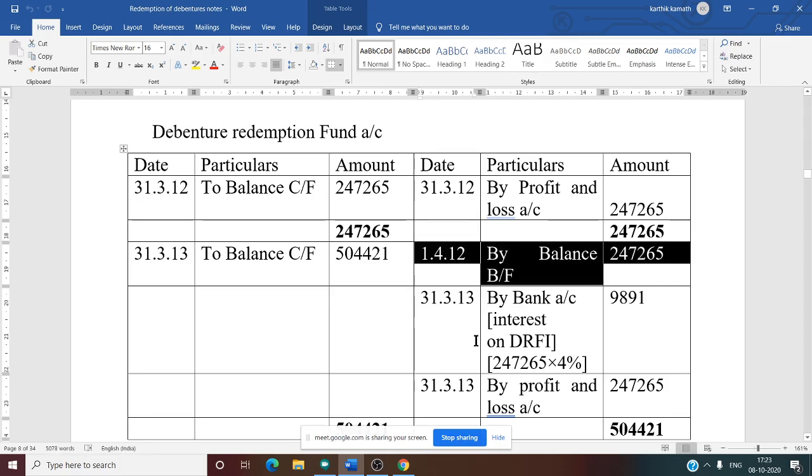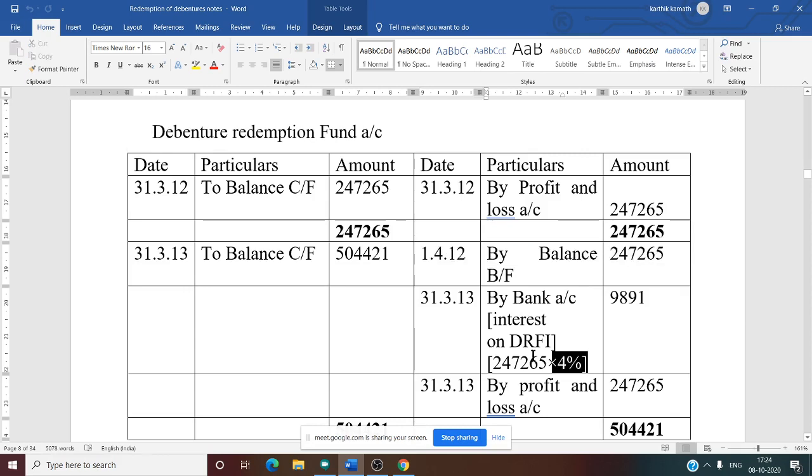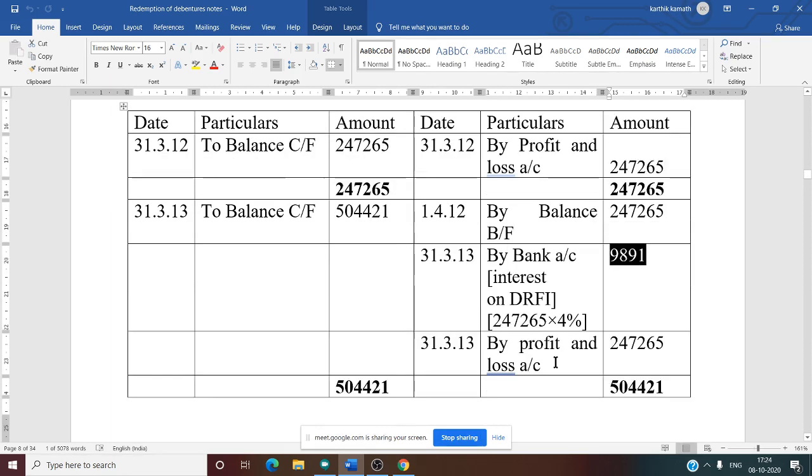So what is the opening balance of 1-4-2012? That is 2,47,265 is the opening balance. On that opening balance you need to calculate interest. The rate of interest is given in the problem, that is 4%. So 2,47,265 into 4%, if you do, you will get 9,891. So that is the interest amount.